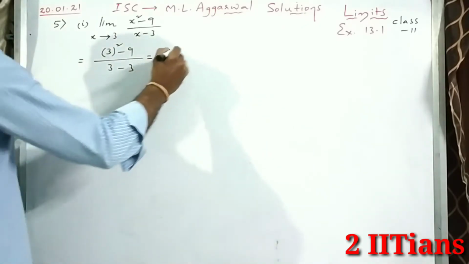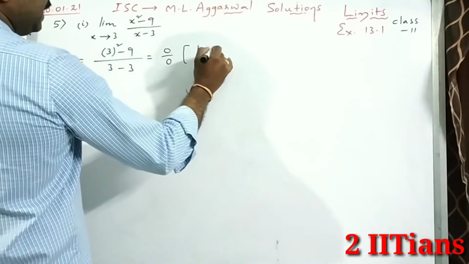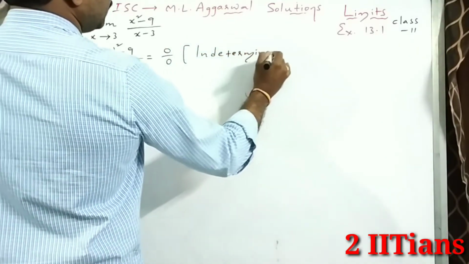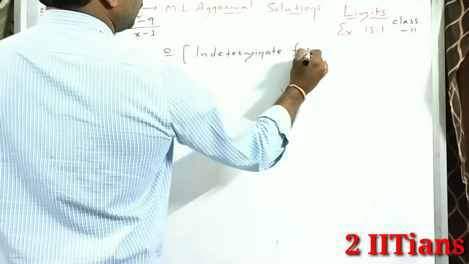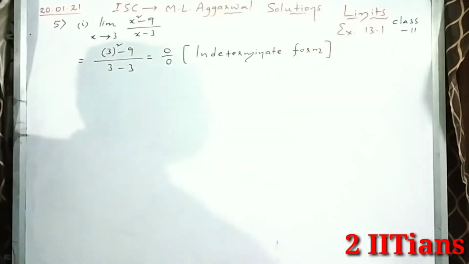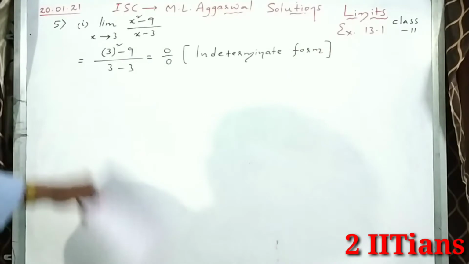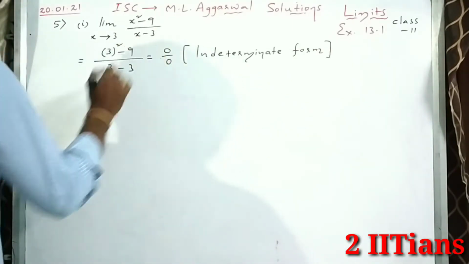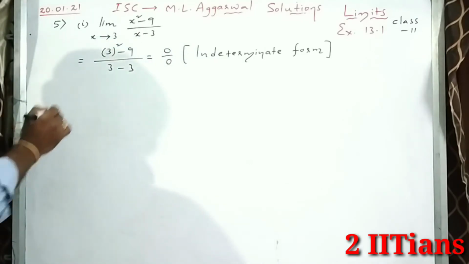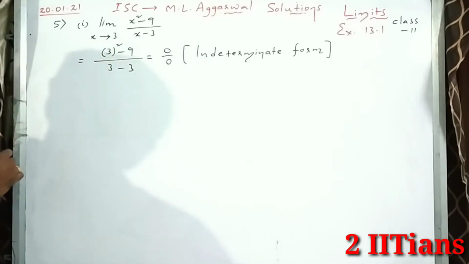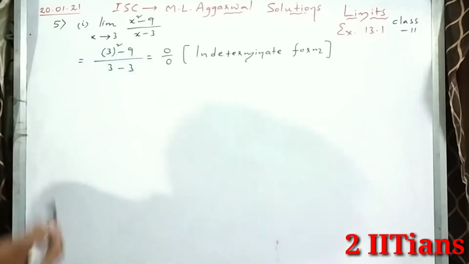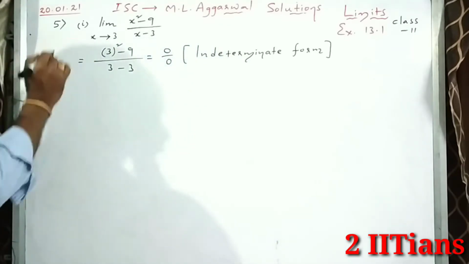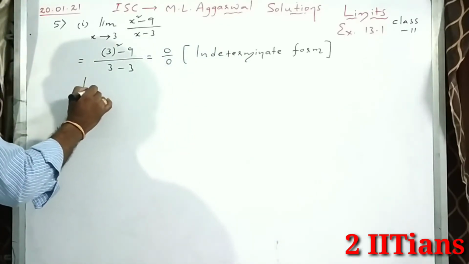This type of form is called indeterminate form. What do you call that form? Indeterminate form. When we get this type of form in limits, that limit is undefined, so we go for a further procedure.